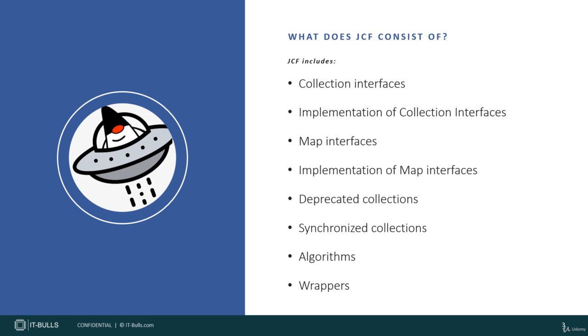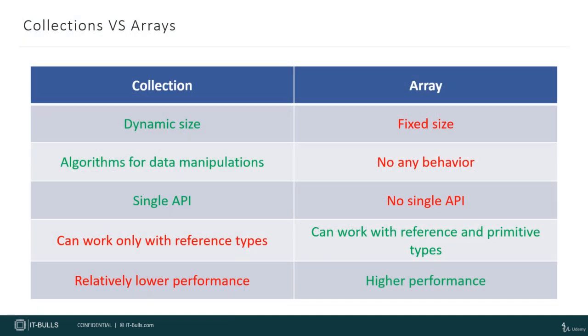Now, when you know what the Java Collections Framework consists of, let's discuss what advantages it has over arrays. Let's go over this table to compare collections and arrays. This table will help you to understand what advantages collections have over arrays. First of all, you already know that arrays in Java have a fixed size. Collections in Java can be extended dynamically.